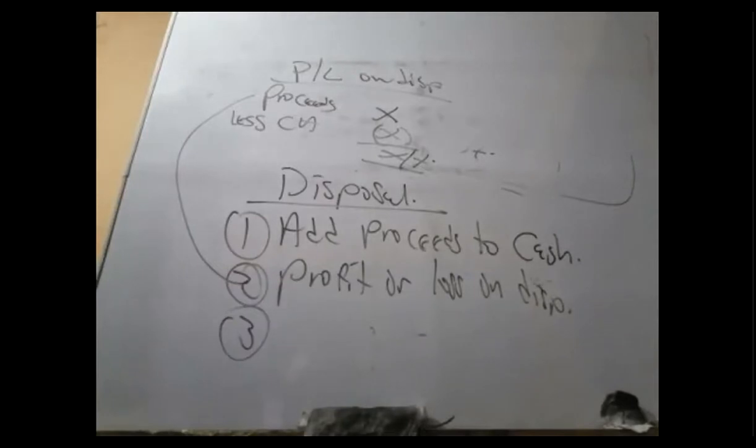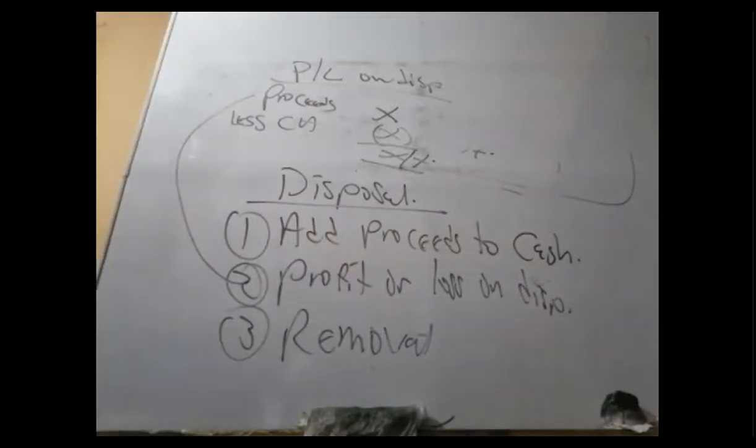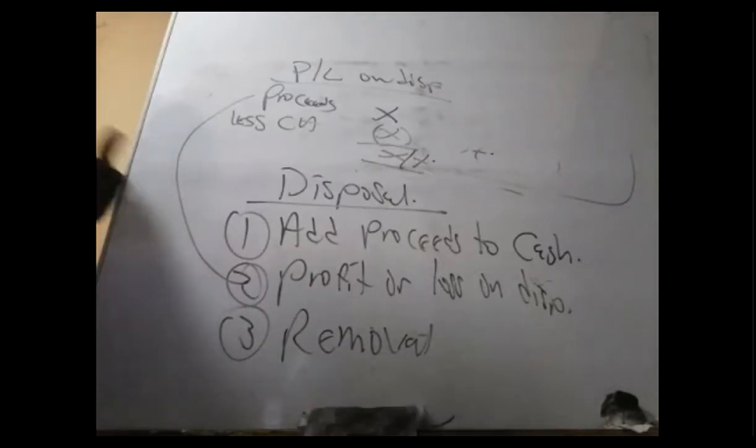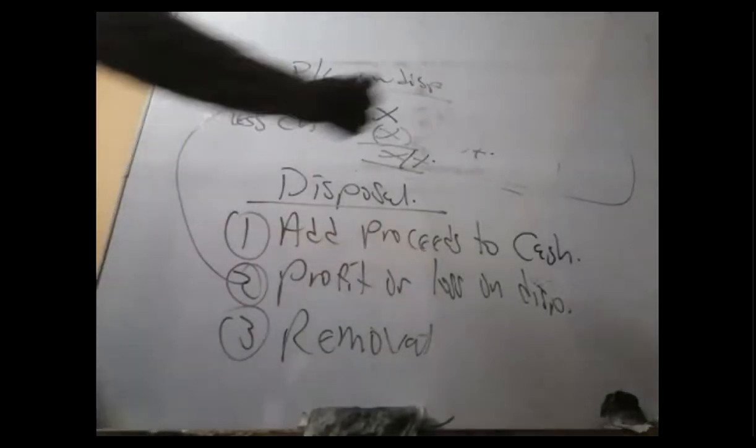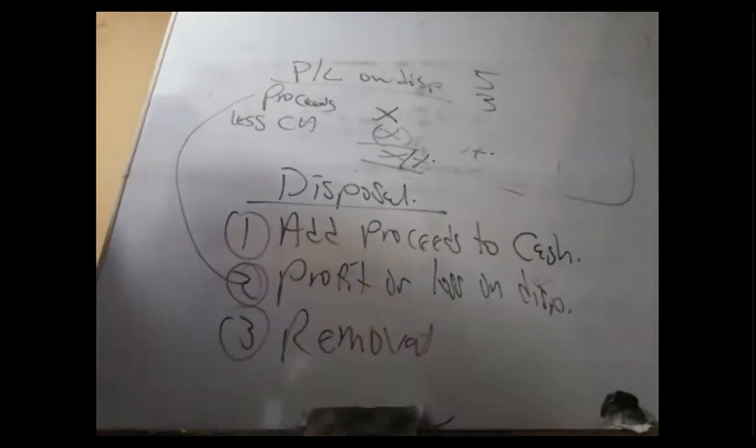Then finally, remove the details of the asset from the pool in the PPE schedule or the PPE register. Remove the details of the disposed asset, because if you have 5 vehicles and you dispose of 3, then you should be left with 2. That is a removal. We do it cost from cost, accumulated depreciation from accumulated depreciation. That is the end of the game.